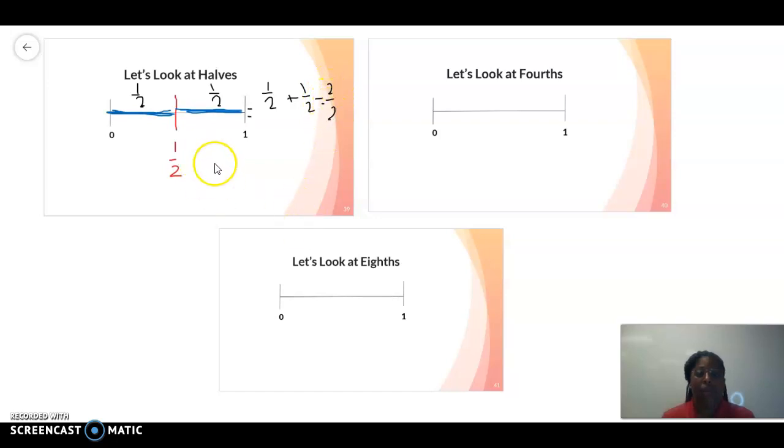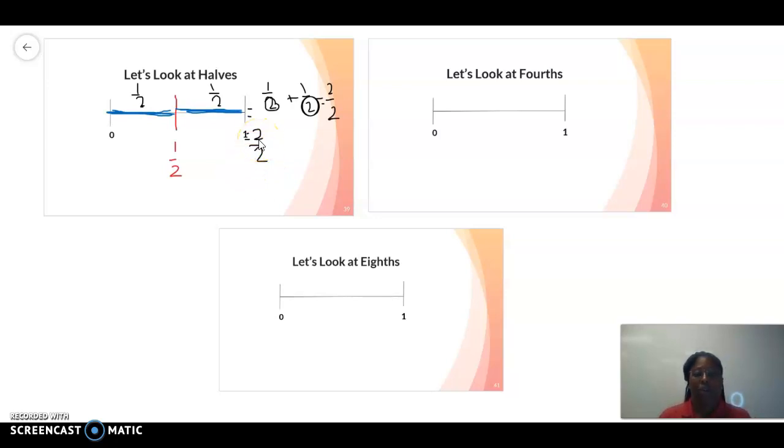Okay? When my fractions have the same denominator, and my denominator is 2, they have like denominators, all I'm doing is going to add my numerators, okay? And so my numerators are 1 and 1, which I just said gives us 2 halves, which is equivalent to 1 whole. Whenever the numerators and the denominators are the same, it equals 1 whole, okay?